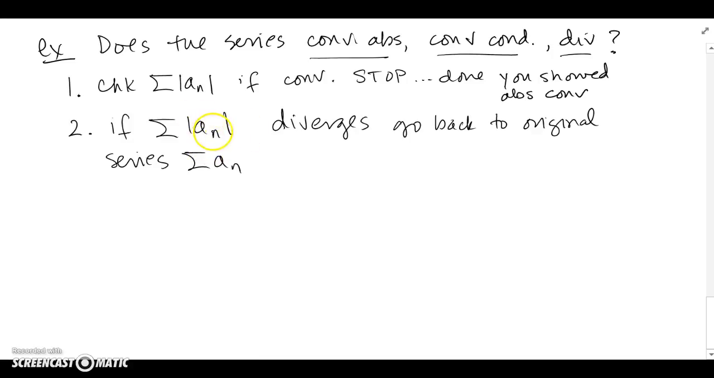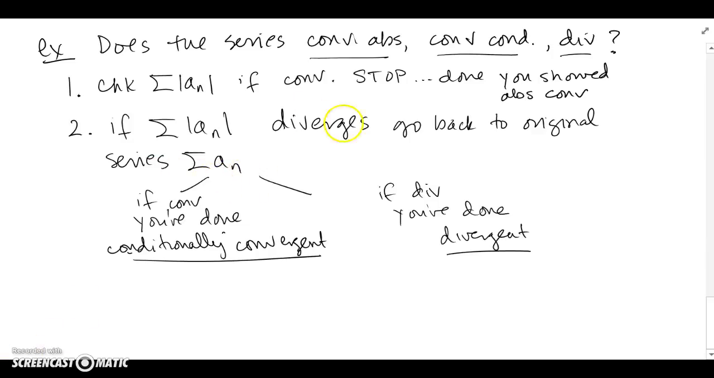If a_n in absolute value diverges, you're not done, you've got to go back to the original series and check to see what happens there. Once you're back in the original series, if you can show that it converges, you're done, you've shown conditional convergence. If it diverges, you're done, you've shown that the whole thing diverges, period.